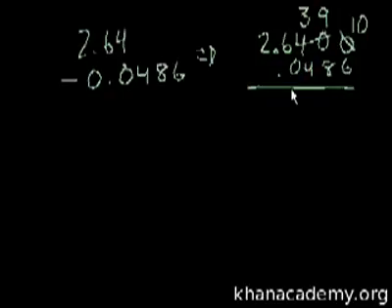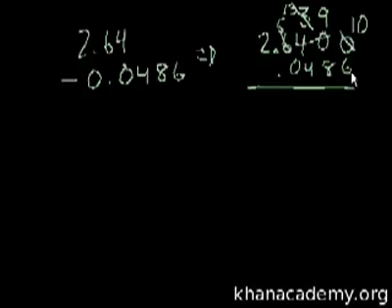I think I'm running out of space. So 10 is larger than 6. 9 is larger than 8. 3 is not larger than 4. So this 3 I'm going to have to borrow. So 3 becomes a 13. I apologize. I'm becoming squished. And the 6 becomes a 5. This is really bad. I shouldn't do it so messy.